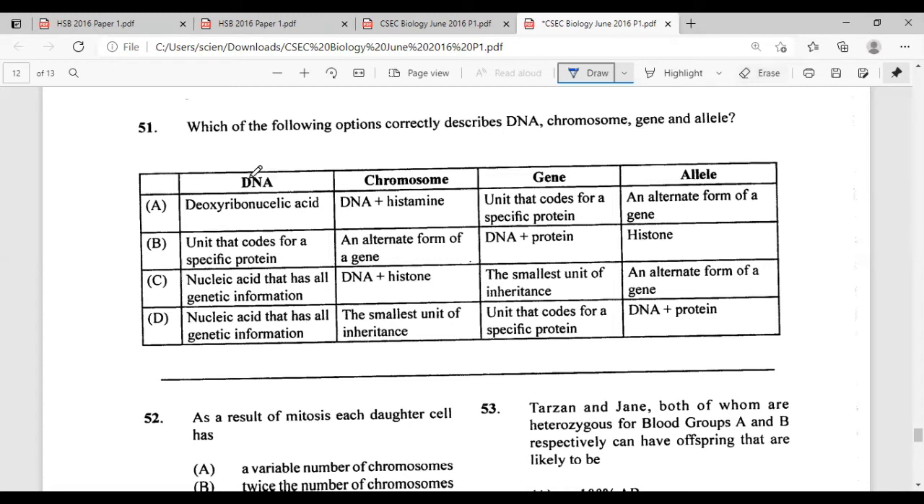So definitely for DNA, we are looking for DNA to have the genetic information. The only ones that talk about DNA having the genetic information are C and D. So B and A are out of it. Now for chromosome, it contains DNA and histone. The gene would definitely be the smallest unit of inheritance, and an allele is just the alternate form of a gene. So the answer is definitely C.